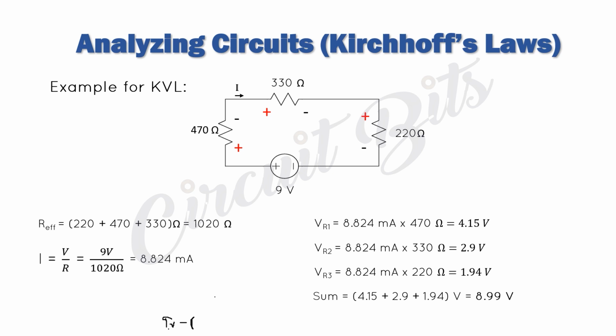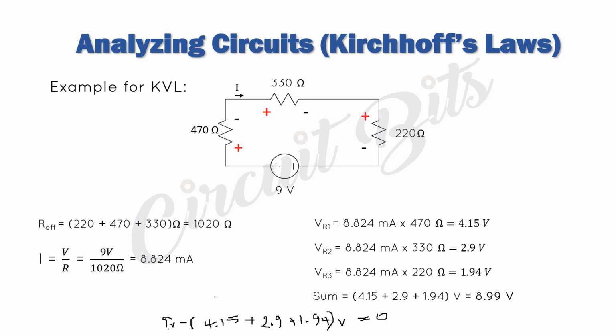So we have 9 volts minus 4.15 plus 2.9 plus 1.94. Okay, all these in volts. If we sum this up, we're going to get approximately 0. Okay, we're going to have 0.